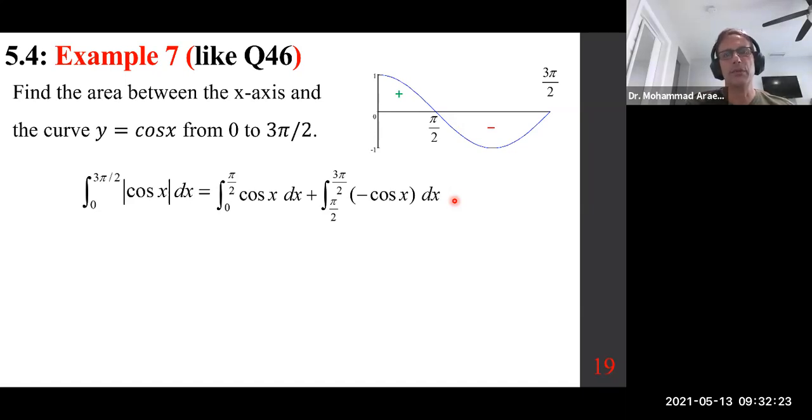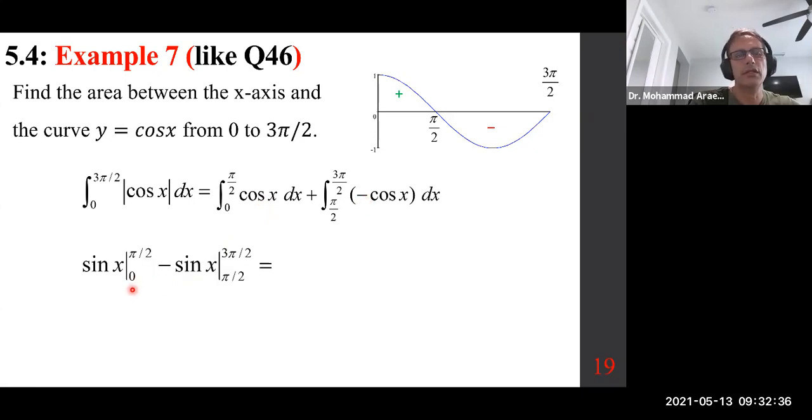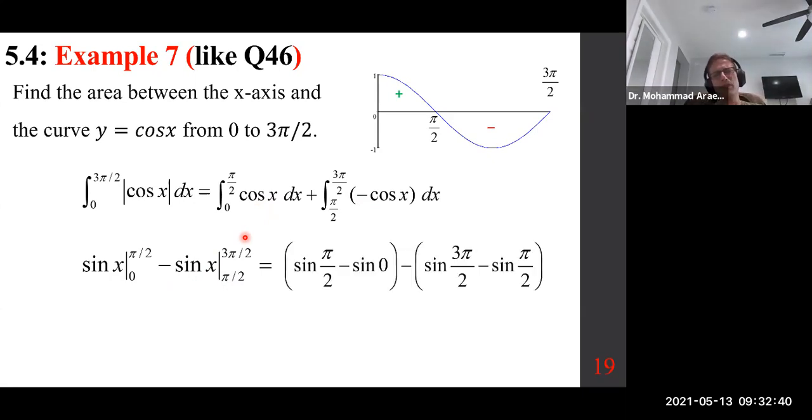Now, this one is simple. You can integrate a cosine. The derivative is negative sine, but the integral is positive. This negative creates a negative from 0 to π/2, and from π/2 to 3π/2. I hope everybody remembers the basics in trigonometry and trigonometric functions. You plug in, you evaluate, and you end up with the number 3.